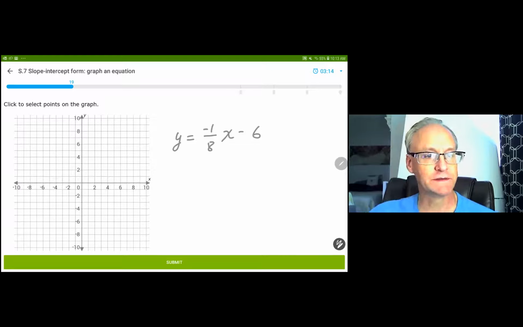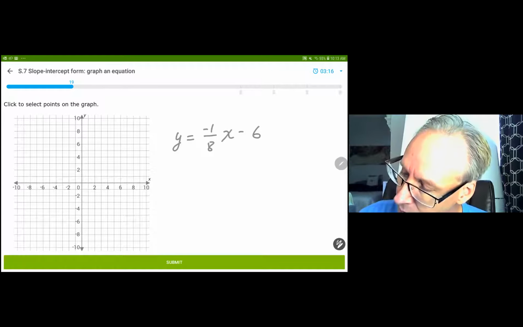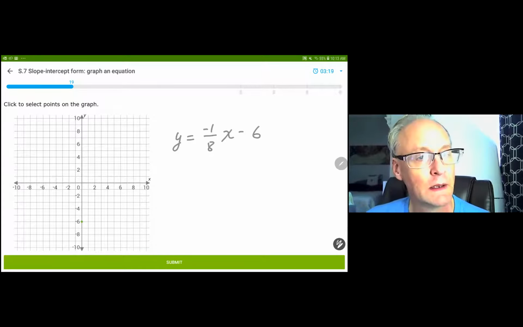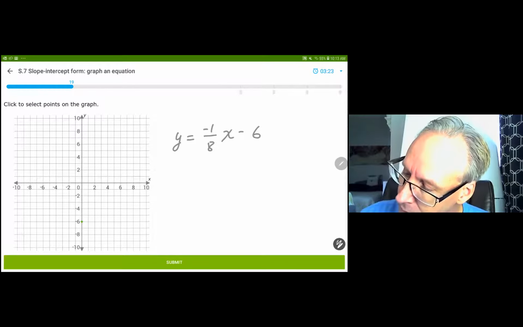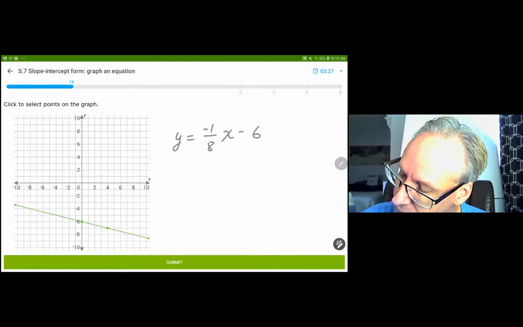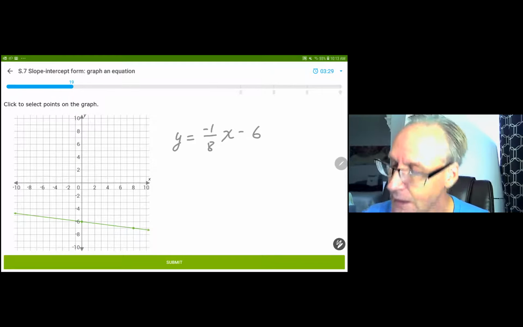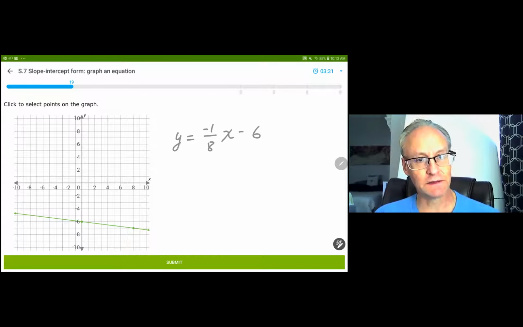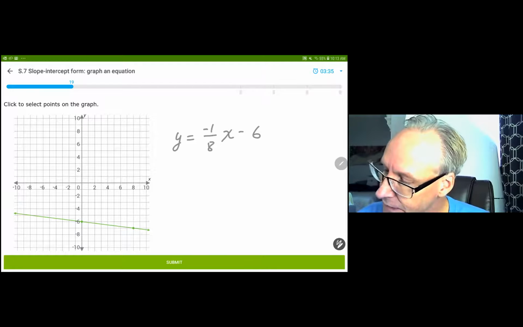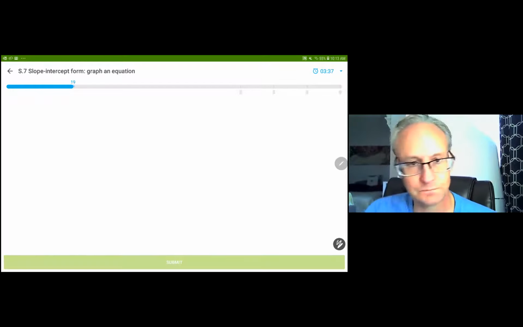Now I'm going to start at 0, negative 6. That's my y-intercept right there. And we're going to go down 1 and over 8. That's down 1 and over 1, 2, 3, 4, 5, 6, 7, 8. And it's the same as going up 1 and back 8. But there we have it.